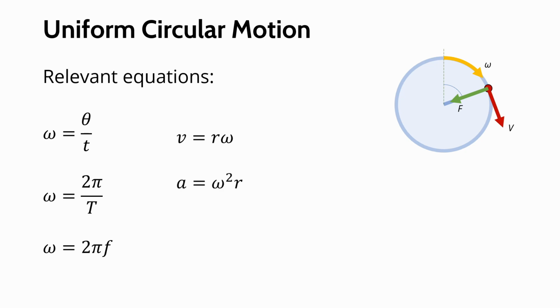Then we saw that a equals omega squared r, or a equals v squared over r. And by multiplying both of those formulae by m, we can get the centripetal force. F equals m omega squared r, or F equals mv squared over r.